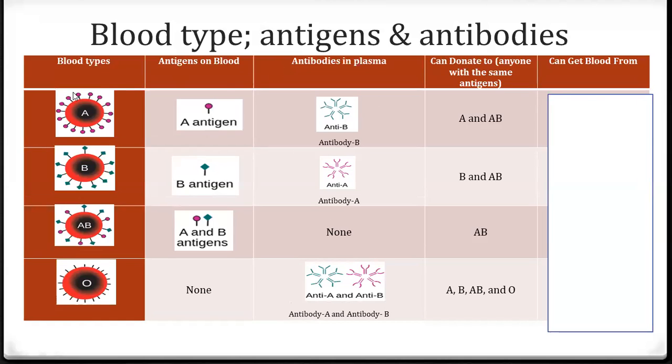Okay, so if you are blood type A, you can donate to A and AB blood types. If you're blood type B, you can donate to B and AB blood types. If you are AB, you can only donate to yourself. And then if you are O, you're the universal donor, so you can donate to everyone.